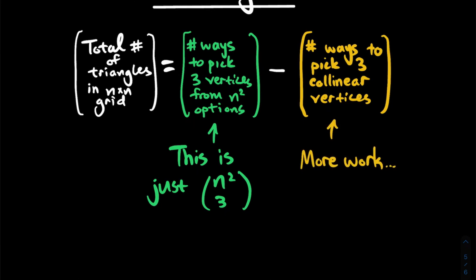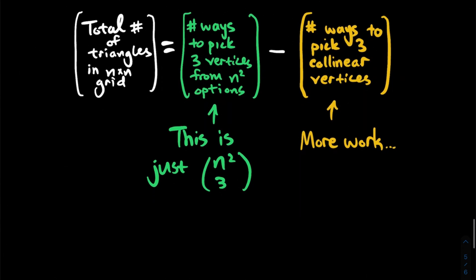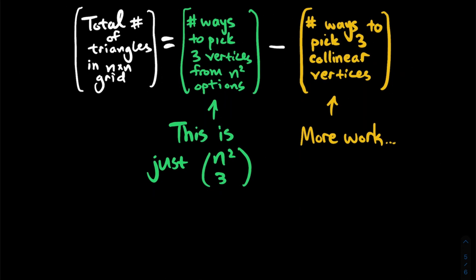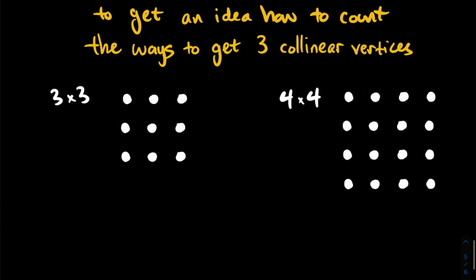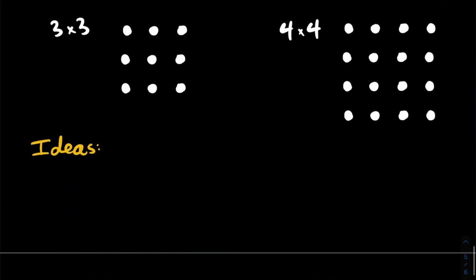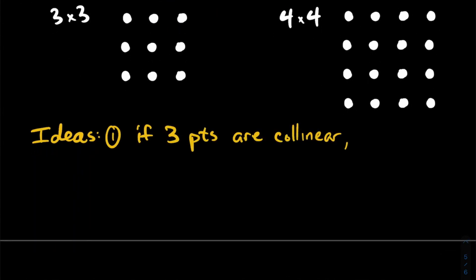minus more work. So how do we actually count this gold stuff? How many ways could we pick 3 points that are all on the same line? What we're going to do is use the 3 by 3 and the 4 by 4 cases just to get an idea about the different ways that you could get 3 collinear vertices. And so here are the 3 by 3 and 4 by 4 cases, and let's dive into what's going on here.